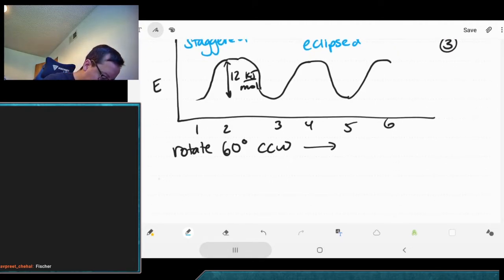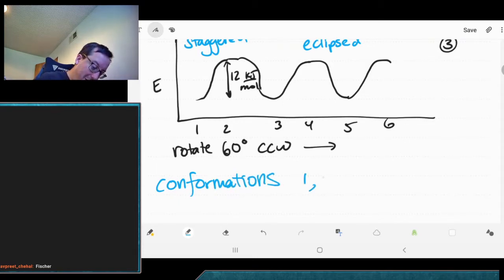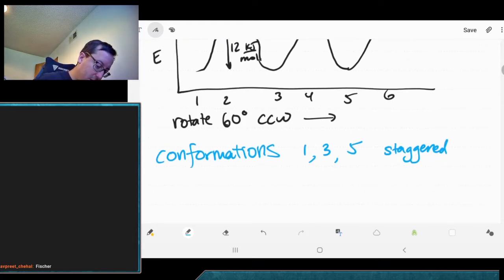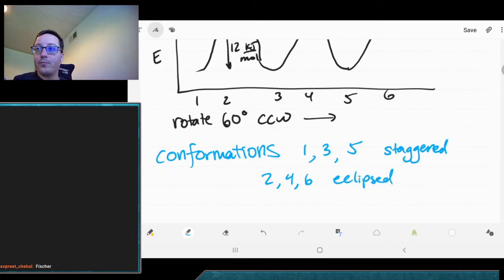So these are called conformations. 1, 3, and 5 are all staggered. Those are the lower energy conformations. 2, 4, and 6 are eclipsed. Hopefully, so far so good. We're just rotating things around 60 degrees every time, and we end up having some fun, good stuff here.